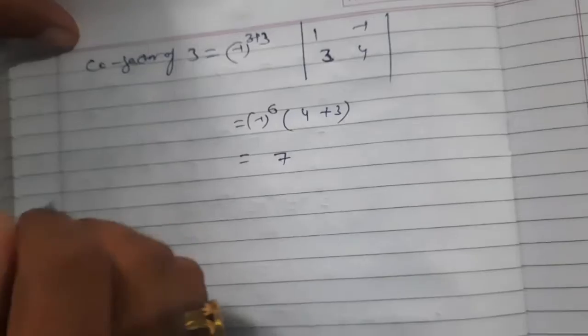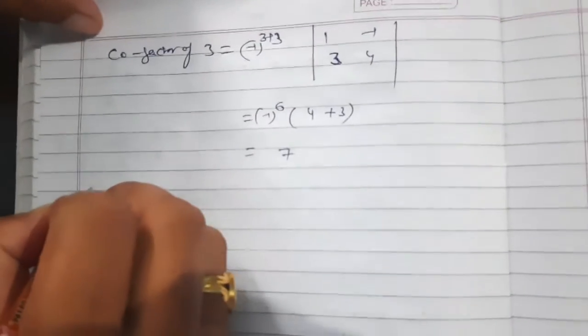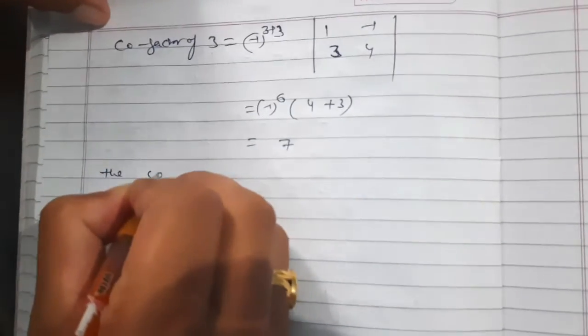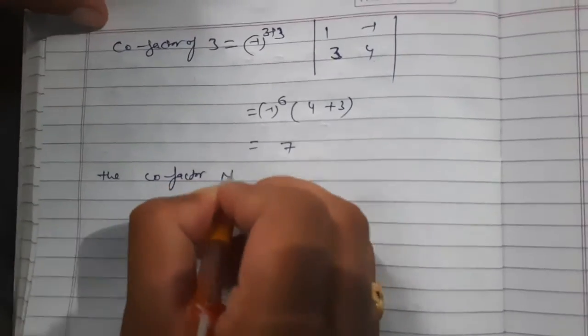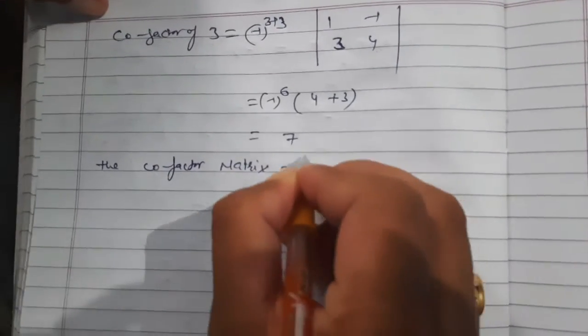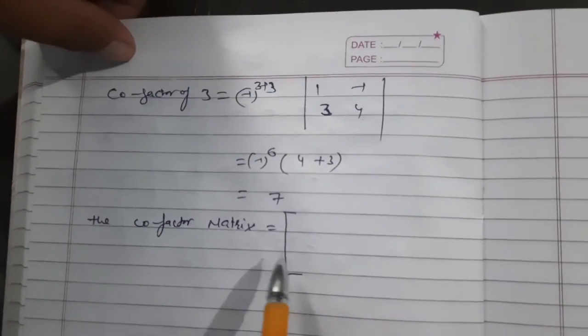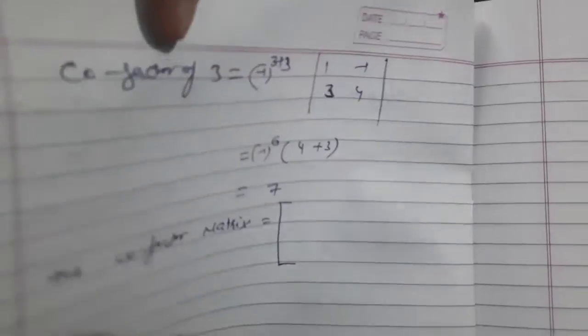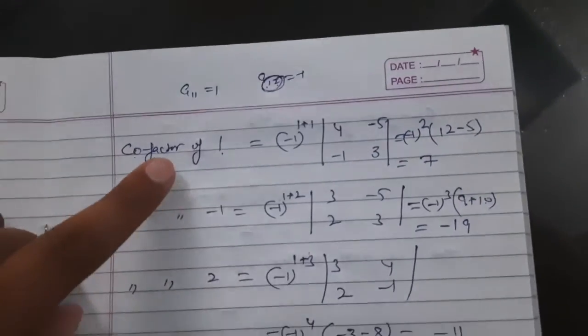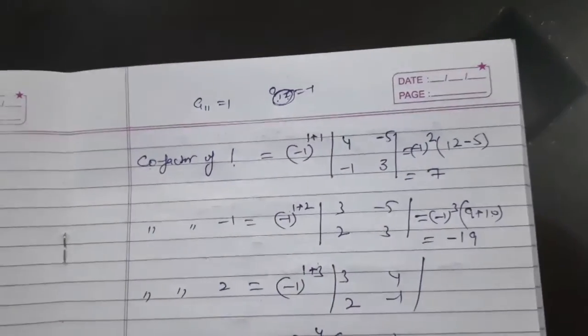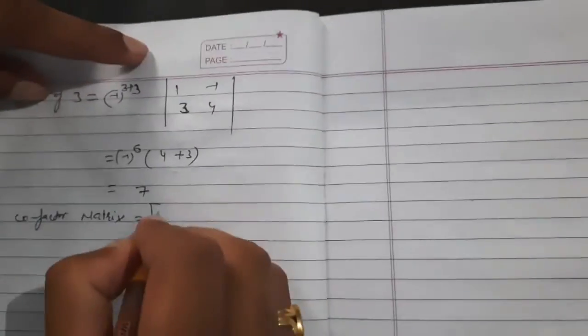And now what we are going to do next is write here the cofactor matrix. What is the cofactor matrix? We write all the cofactors of the respective elements in the place of that element. That is, in place of 1, we will write its cofactor. Where is the cofactor of 1? Here. Cofactor of 1 is equal to 7. So we will write 7 in place of 1 here. The first element is 7.